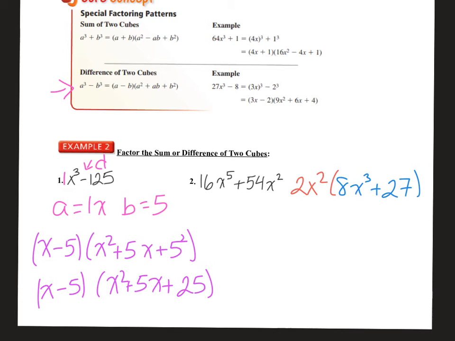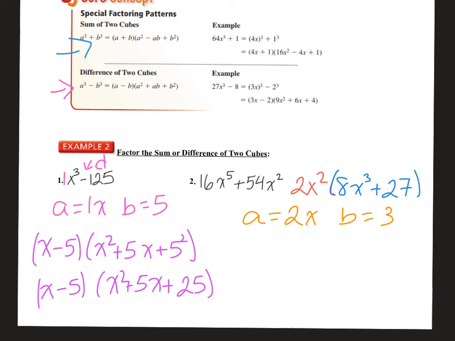Now, focusing on just the blue, we have a sum of two cubes. And we can use that formula up here. So we're not going to worry about the red until the very end, and we'll throw that back in. So focusing on that, let's identify the A and the B. Your A is going to be 2x, because 2 to the third power is 8. Your B is going to be 3, because 3 to the third power is 27. Now all we got to do is put it in the formula and we're good.